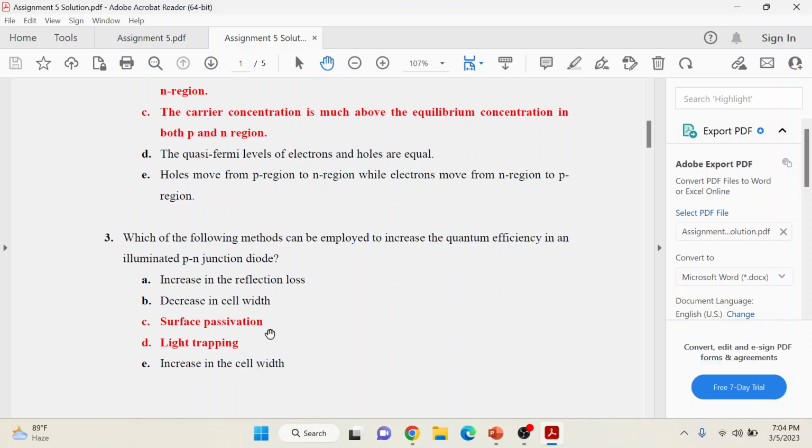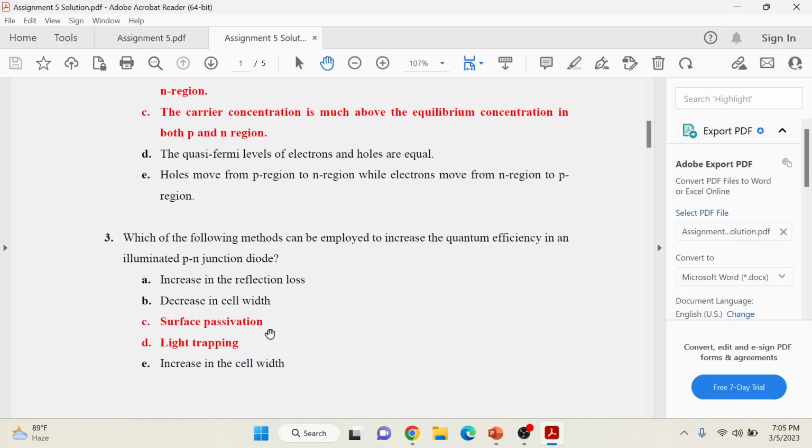Surface, question number 3. Yeah. Okay, question number 3, sir. He also has the right answer. No, sir. Sir told me in lecture that surface passivation, light trapping, and increase in the cell width, because long wavelength radiation will go inside. That is right. But why are there two options here? I think this is the right answer. For the ideal condition, increase in the cell width, but you cannot increase the cell width beyond the limit, right? Yes, sir, the lecture already mentioned it.